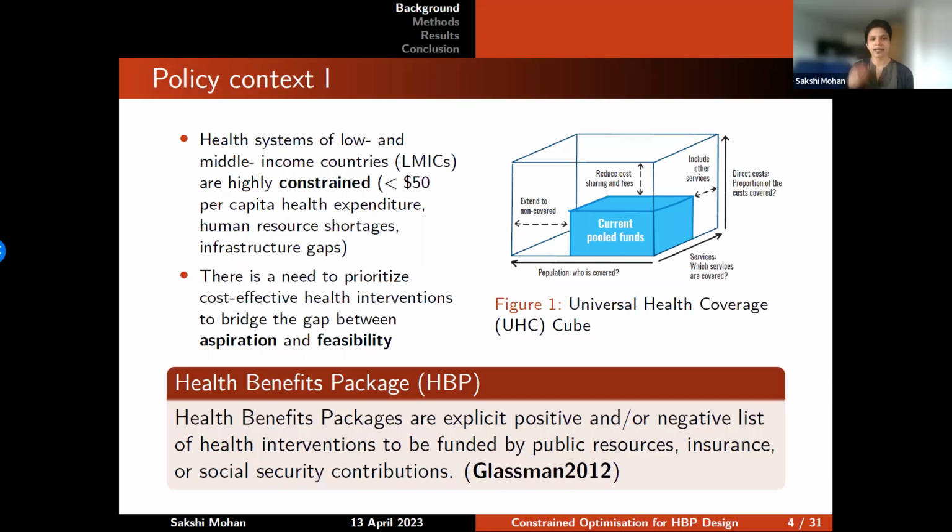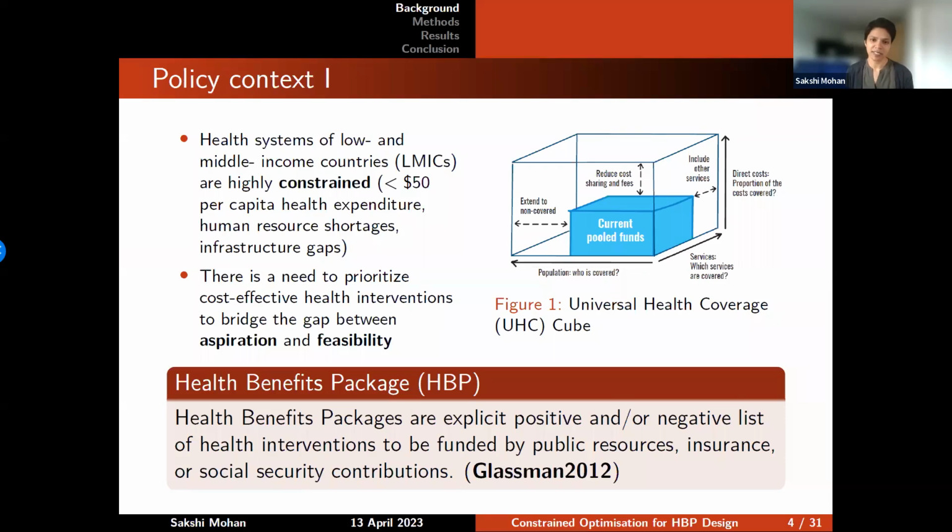As we're all aware, health systems of low and middle income countries are faced with several constraints. For instance, most have a per capita health expenditure of less than $50 per capita, not all of which is publicly funded. They're also faced with human resource shortages and infrastructure gaps. This means that aspiring to universal health coverage in an absolute sense is not only infeasible, but it's also not an efficient use of limited resources.